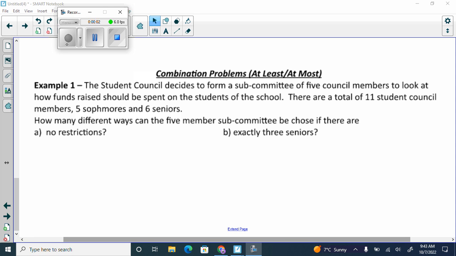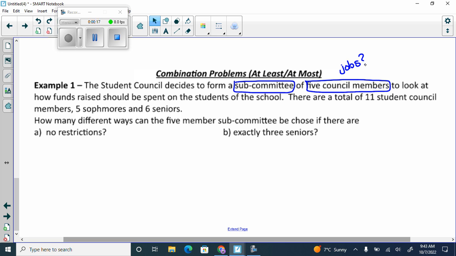The student council decides to form a subcommittee. So here's the key thing again: subcommittee of 5 council members. We have to find out, do they have jobs? If they don't, it's a combination. If they do, it's a permutation. If they don't, it's a C. If they do, it's a P.